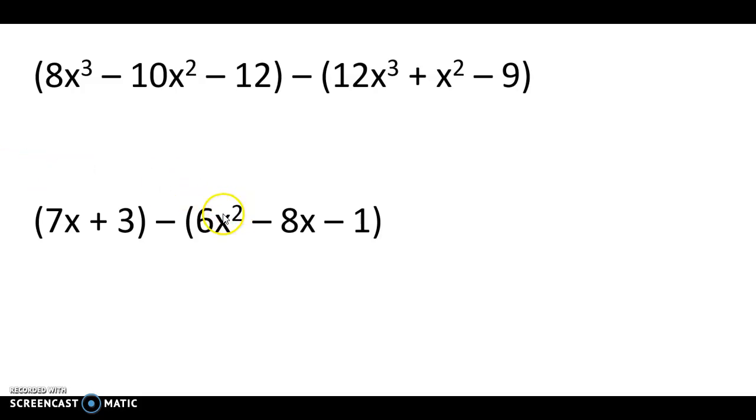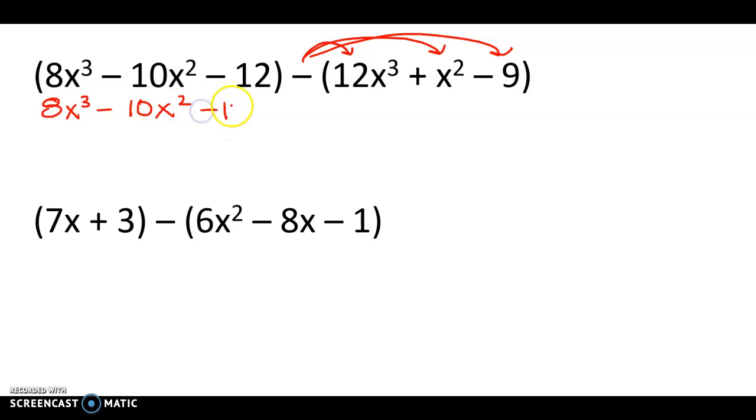Okay, subtraction is a little trickier because everybody forgets you have to distribute this negative sign through to the second polynomial. Okay, so we're going to go ahead and do that. The first one stays the same, 8x cubed minus 10x squared minus 12. But if I distribute this through, I get negative 12x cubed minus x squared plus 9. So essentially you're changing all the signs of the second polynomial.